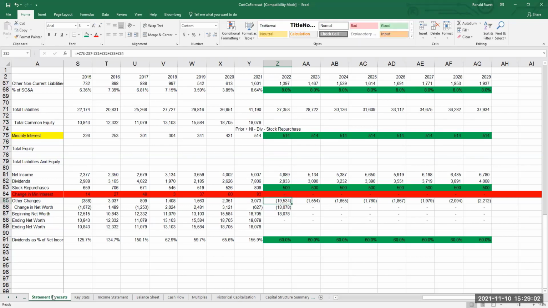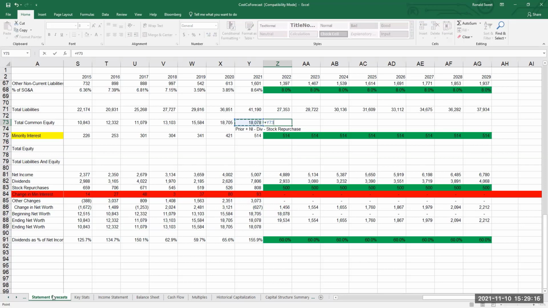The other changes, I think we're just going to make those 0. We'll see. I was thinking about this the other day. The other changes are 0. And we should have just been able to do common equity plus net income minus dividends minus stock repurchases. That's 0, so I don't really care about it. Let's see.